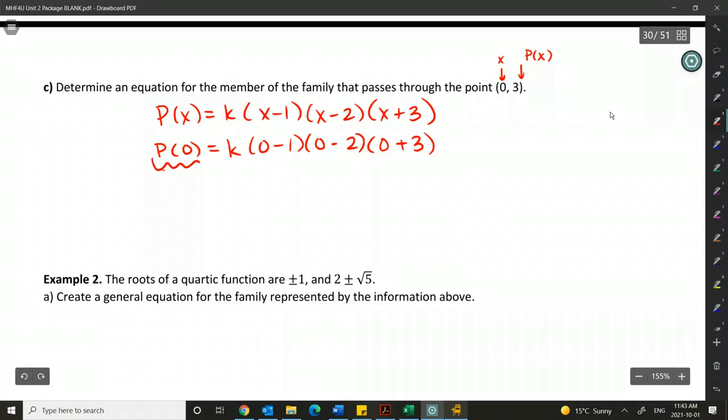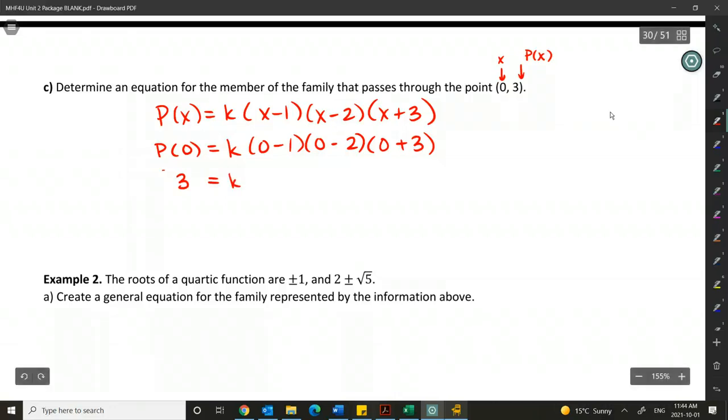And I know the polynomial's value when x is 0 is 3. So I will replace p at 0 with 3. Remember, p at x just replaces y, right? It's the same thing, p at x and y. So basically, I'm just saying y equals 3 when x equals 0.